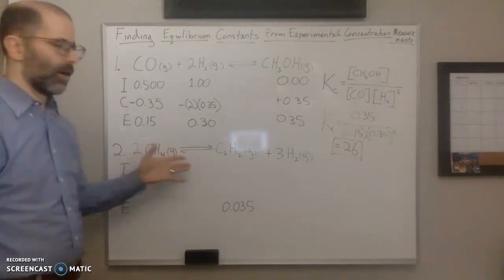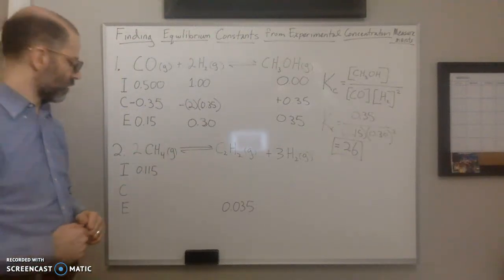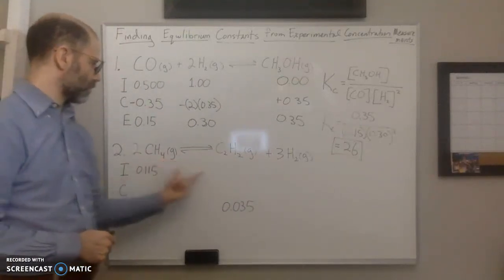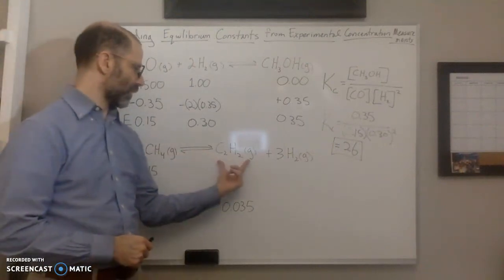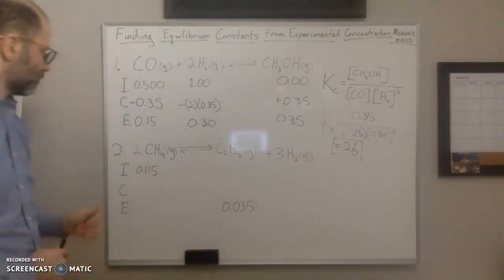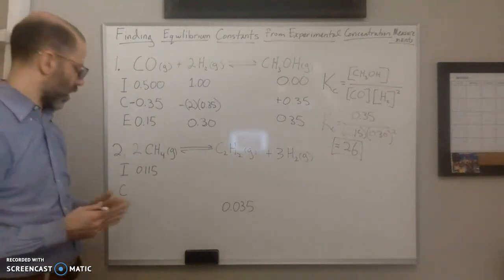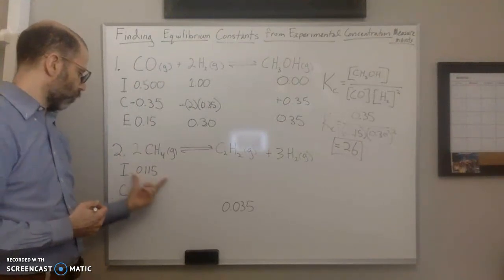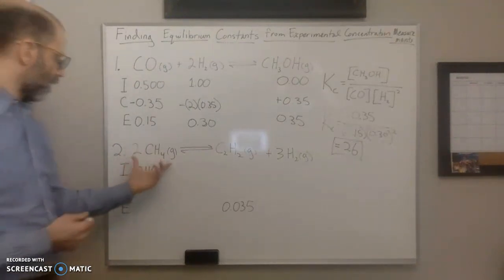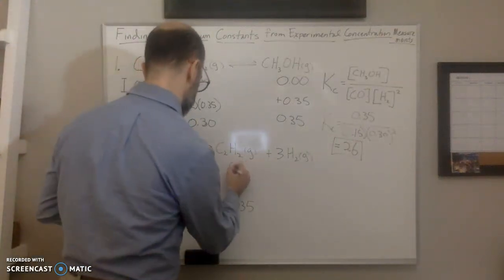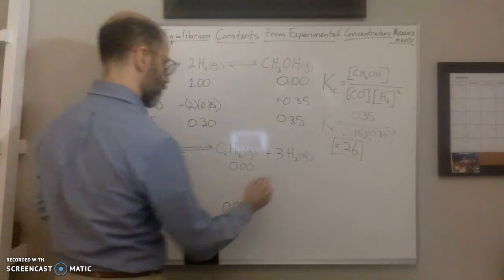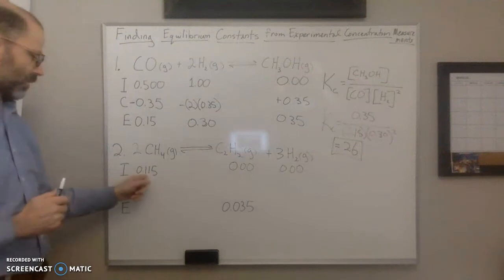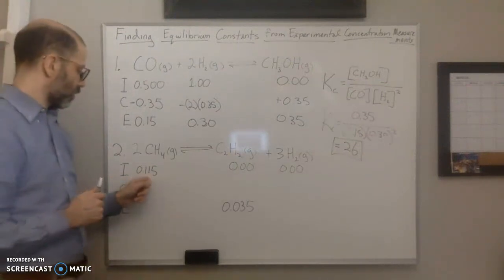Okay, so what about this example here? So here's our second example. Here I'm given this equation: 2CH4 gas, methane gas, going to acetylene gas plus hydrogen gas. And the conditions that they give me in the problem are 0.115 molar of methane, and then the rest I have zero product. So I'm starting with no product, and all I have is this amount of methane.